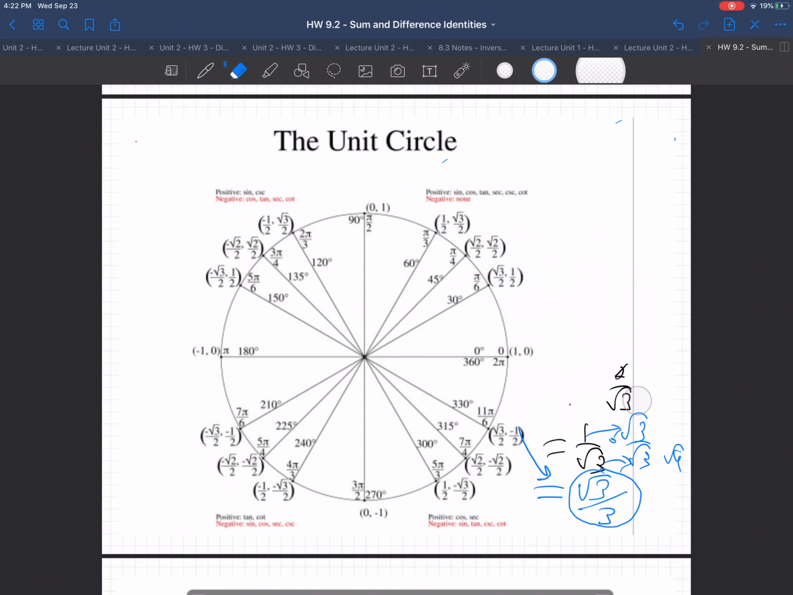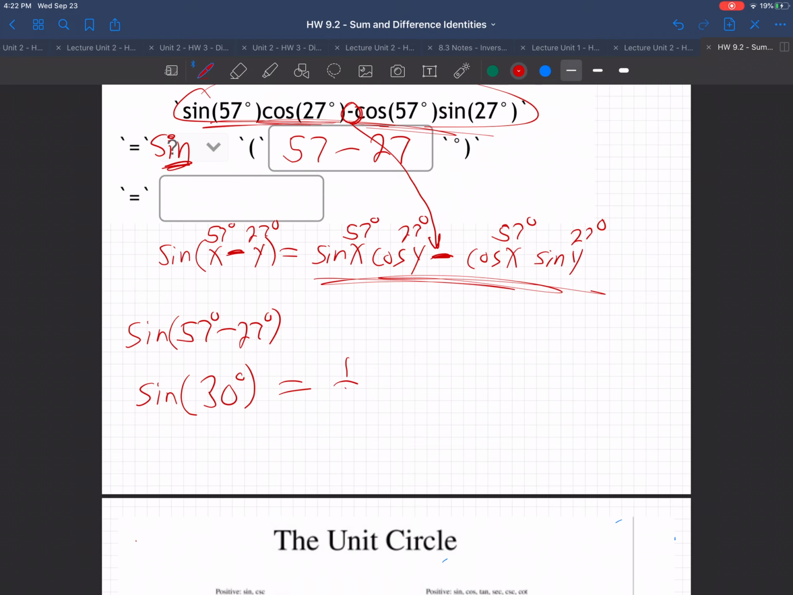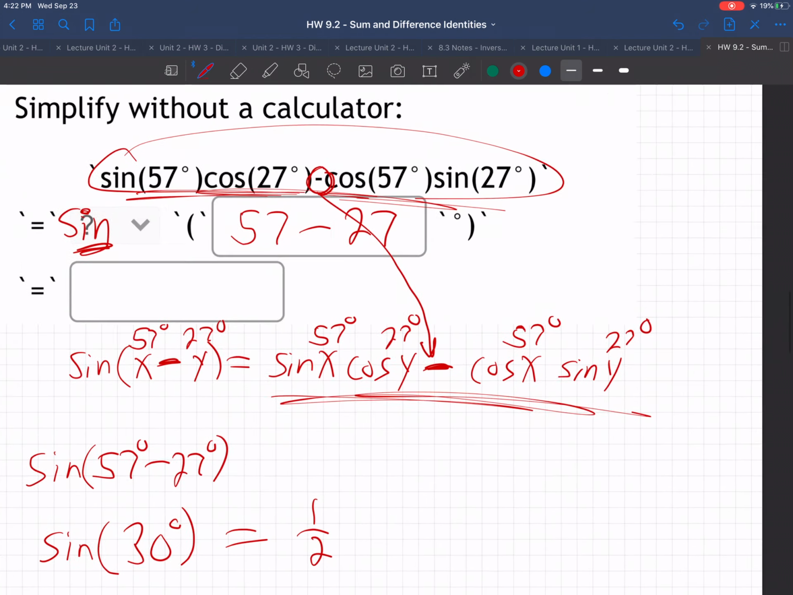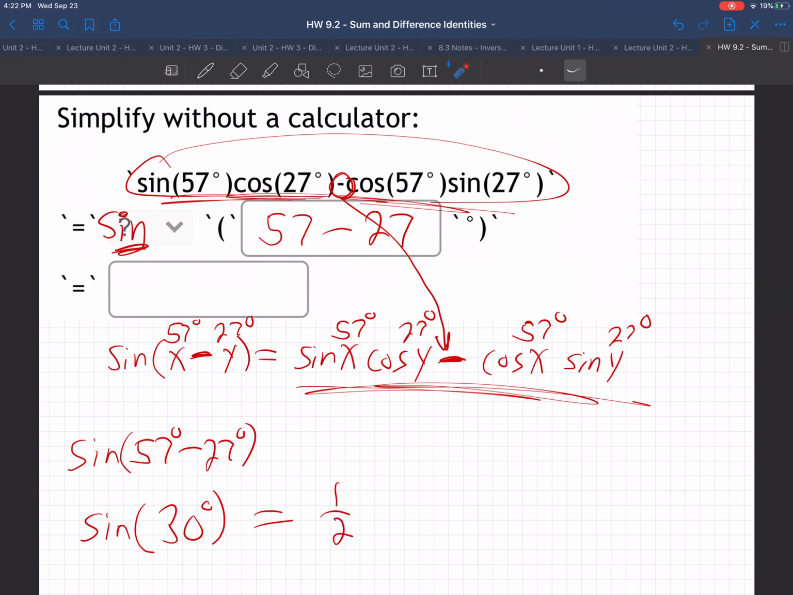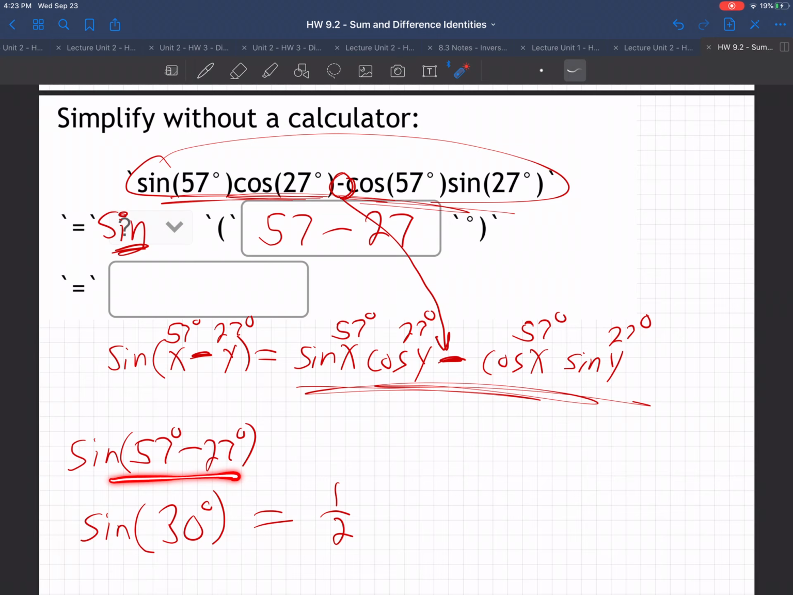Find the sine of 30 degrees. Where is it? It is right here. Sine of 30 degrees is a half. So by using the formula, we figured out that all of this is the right side of the sine of two angles subtracted formula, because this is subtraction, where the x is 57 and the y is 27. So it's just sine of 57 minus 27. We're using the formula backwards, basically, which is sine of 30, which is a half. There we go.